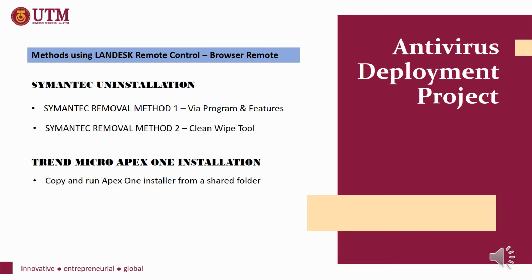Two methods were suggested to do the uninstallation of the Symantec antivirus. The second method, which is using the clean wipe tool, is only suggested if the first method fails. And lastly, the Trend Micro Apex One antivirus installation will be done by copying and running the Apex One installer from a folder shared by my mentor.